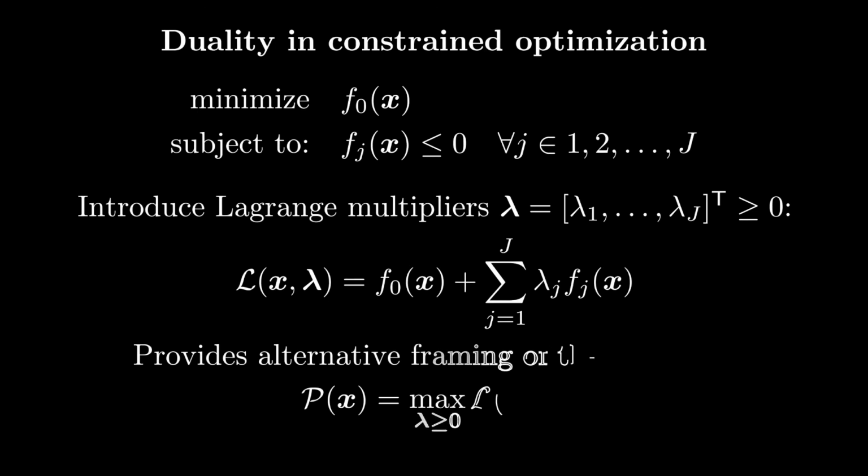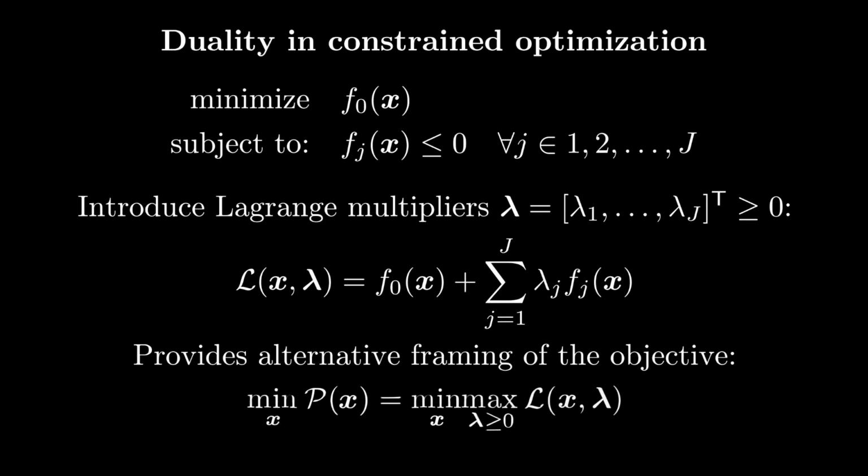The Lagrangian gives me a different way to write the objective function. I could write it as a max over lambda of the Lagrangian. So then my overall objective is to minimize that with respect to x. Now you might reasonably wonder, where did the constraints go here? That is, why does that max enforce the inequality constraints?